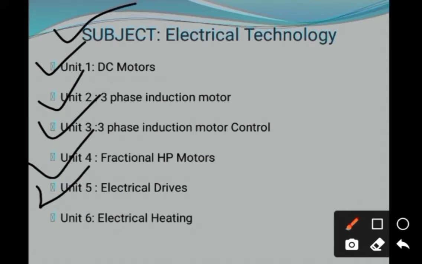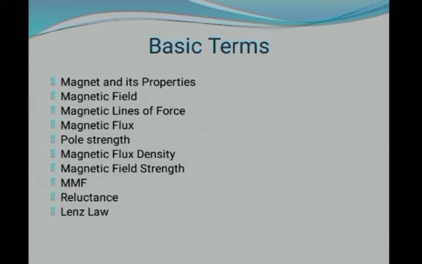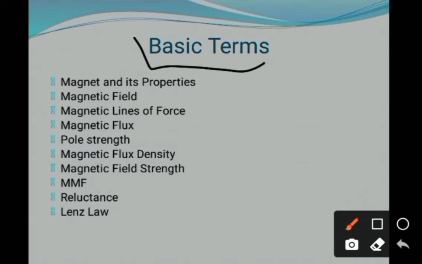And next unit, that is unit number 6, is electrical heating. In that unit, we will cover construction, working of different types of furnace, and numerical treatment. First point is the basic term, that all basic terms we required for the whole subject.